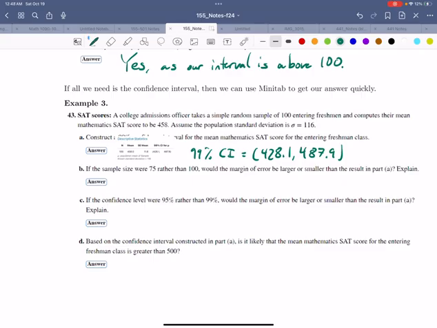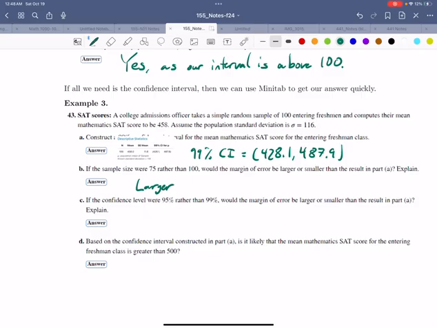Now they say, what if the sample size were 75 rather than 100? Would the margin of error be smaller or larger? Pause the video and think about it. The answer is larger, right? If our sample size is smaller, we don't have as much information, right? We're not as confident. We haven't sampled as many people. So our margin of error is going to be larger.